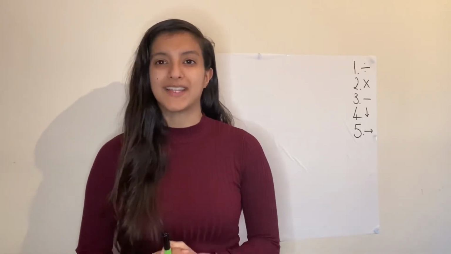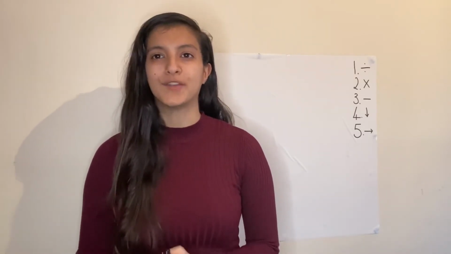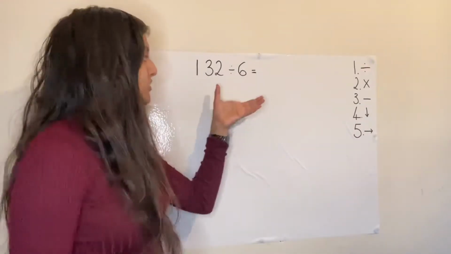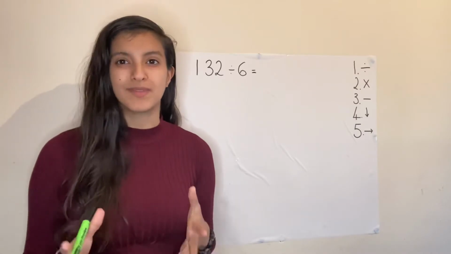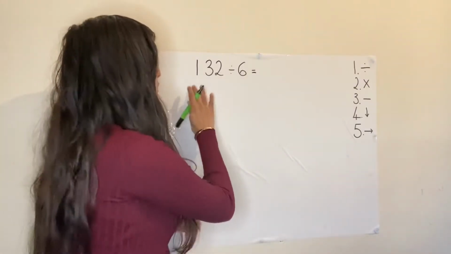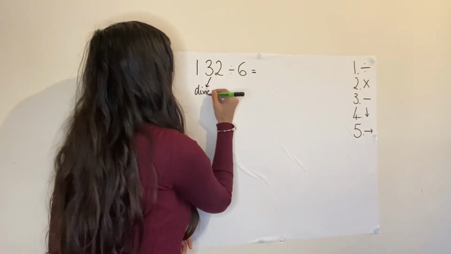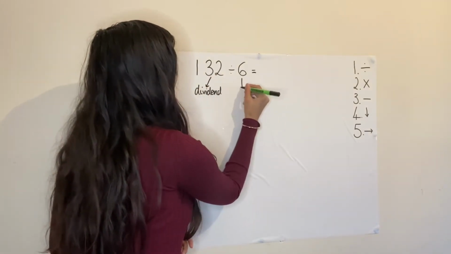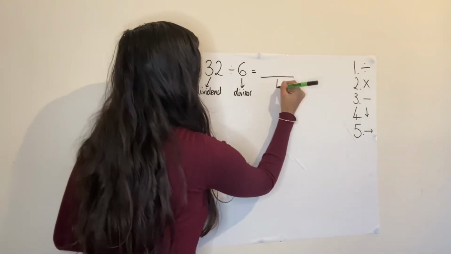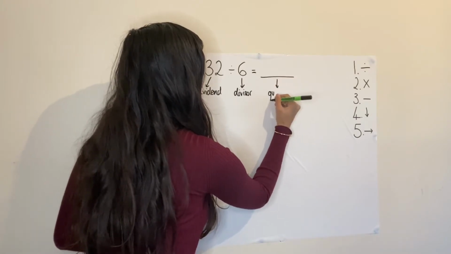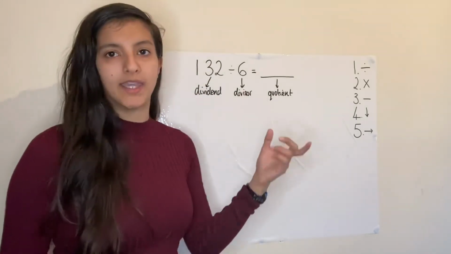Right, so let's look at our first question. Our first question is going to be 132 divided by 6. First of all, I'm just going to introduce you to some technical mathematical vocabulary. This first number is referred to as the dividend. The next number is referred to as the divisor. And our answer is referred to as the quotient. Okay, so we've got a dividend, a divisor, and a quotient.